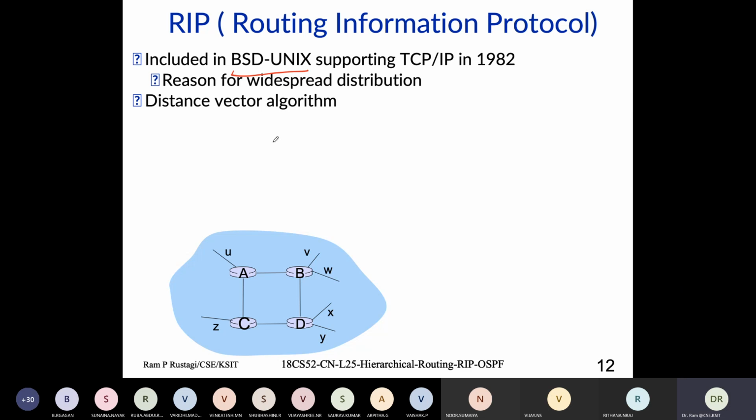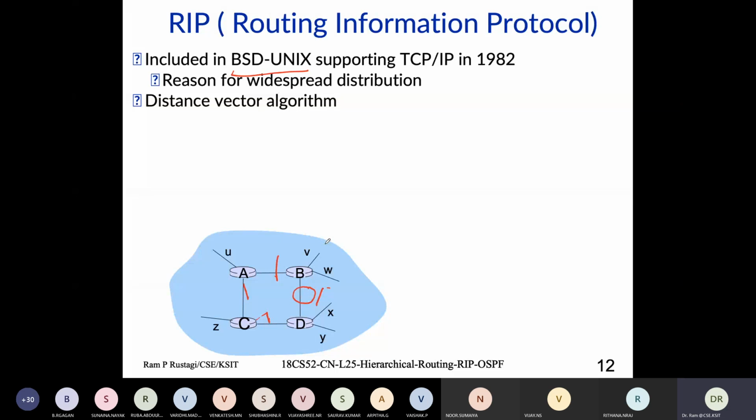So RIP is basically distance vector routing, and the way RIP works is it assumes all the link costs are the same. So that means link costs are all one. The RIP protocol only looks at the number of links to a destination. It does not really look at the edge cost. For it, all the edges have the same cost.